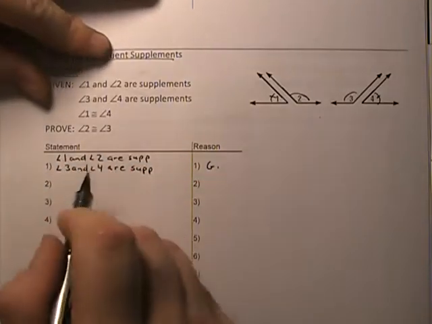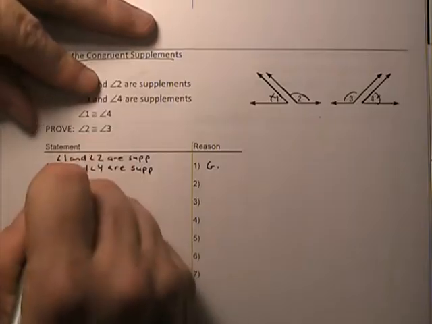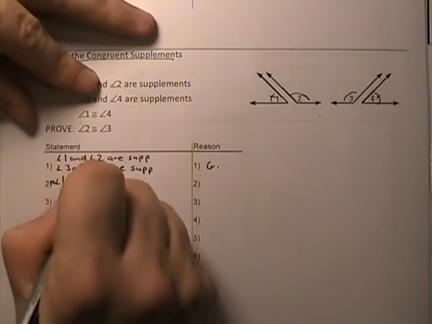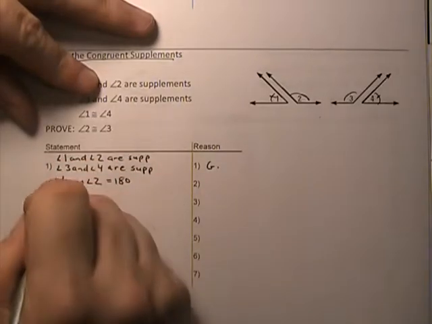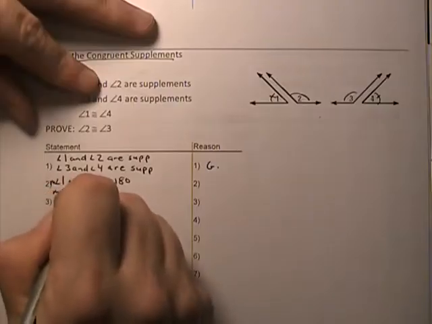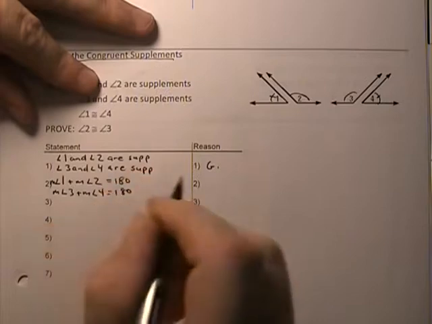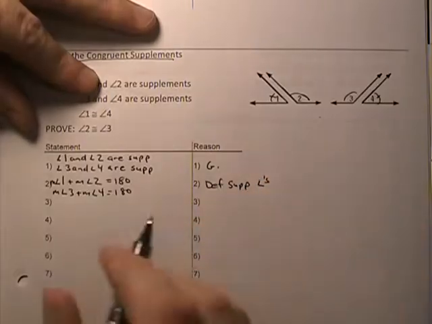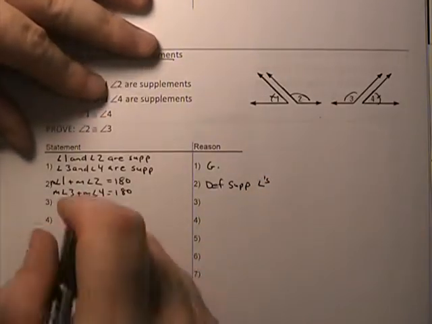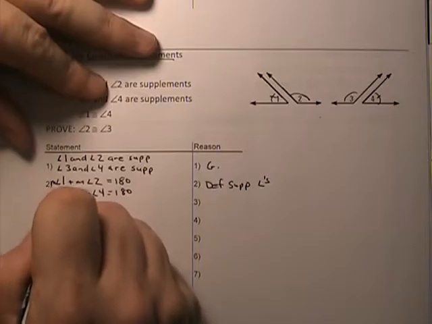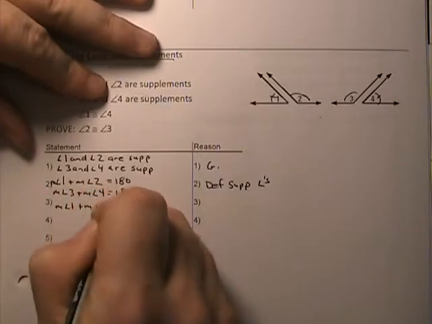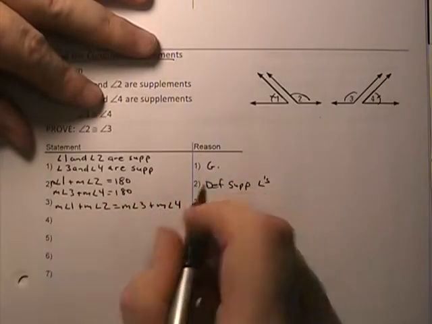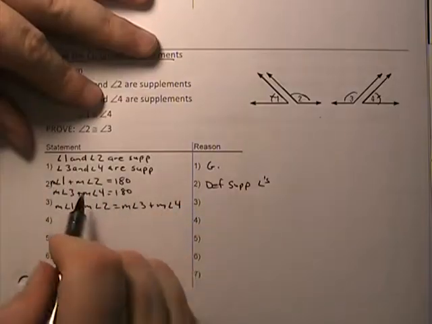Okay, so if they're supplements, then I can say that the measure of angle 1 plus the measure of angle 2 equals 180 degrees. Measure of angle 3 plus the measure of angle 4 equals 180 degrees. That's the definition of supplementary angles. That means these two things are equal to each other. So the measure of angle 1 plus the measure of angle 2 equals measure of angle 3 plus the measure of angle 4. And that's just if A equals B, and B equals C, transitive property.